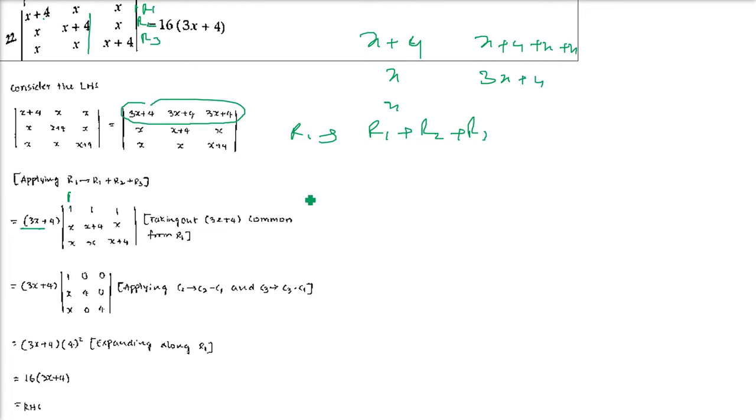Now the best thing is to change column 2 to column 2 minus column 1, and column 3 to column 3 minus column 1. Whichever way you want to do. There are multiple ways, because essentially you have to get zeros.